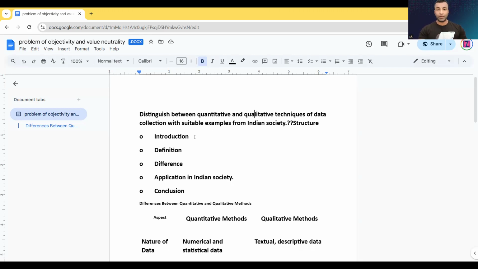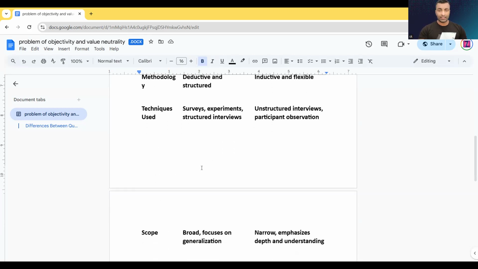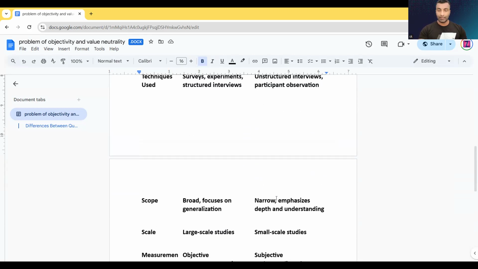What you can do is give an introduction, define both, talk about the difference between both, then application in Indian society, and then conclusion. So I have differences and everything. I'll come to this, but before that, let me give you the introduction and other parts, and then we will come back to this aspect. Okay.